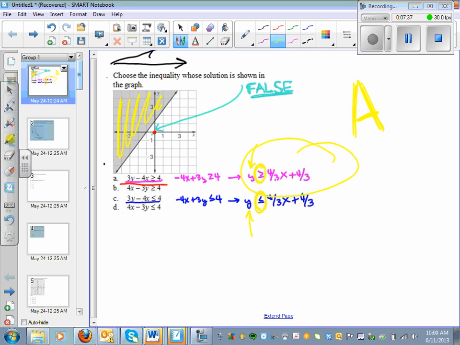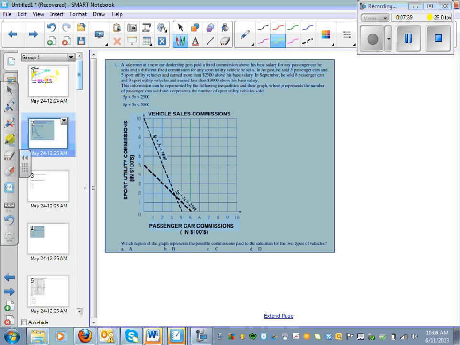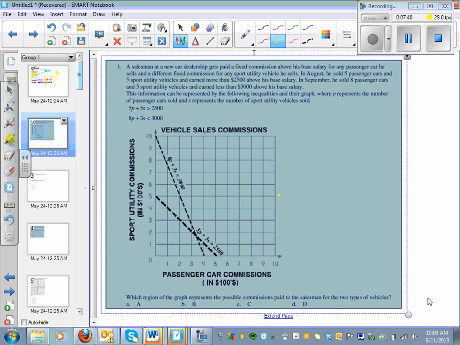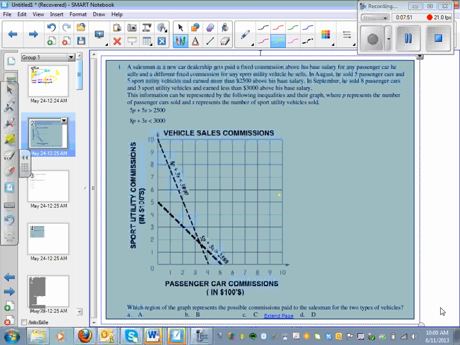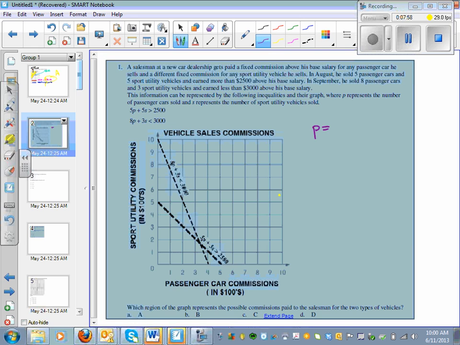But let's go to this next one. This is your redemption problem. Take a look at it. You're looking at a salesman at a new car dealership, and he gets a fixed commission on his base salary for any passenger car that he sells. And so in these problems, P stands for the number of passenger cars. And let's see, 5, and then the other one is sport utility cars, and they use S for sport utility cars.